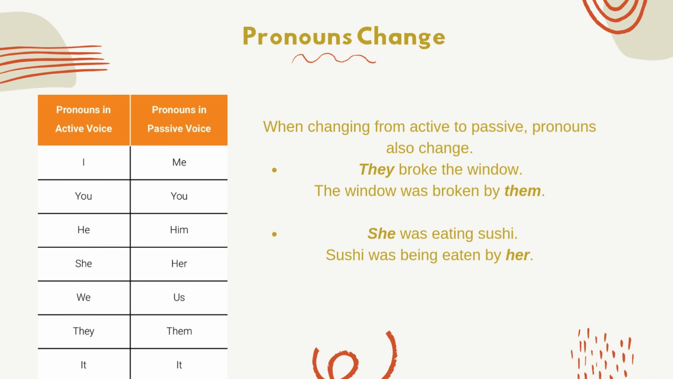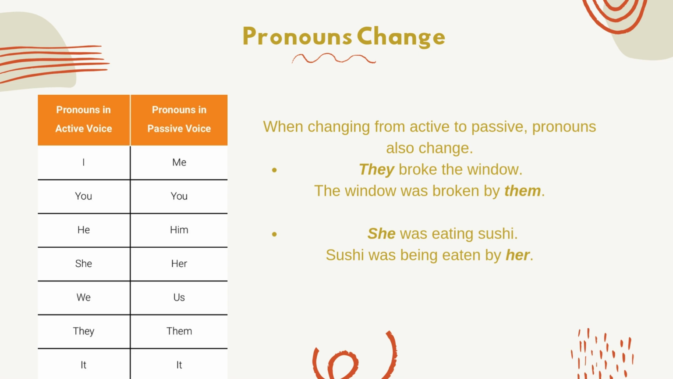When changing from active to passive voice, we also have pronouns change. This is a table that showcases the change of pronouns in passive voice. So on the left we have pronouns in active voice, and on the right we have the pronouns in passive voice. I becomes me, you stays you, he becomes him, she becomes her, we becomes us, they, them, it stays it. When changing from active to passive, pronouns also change.